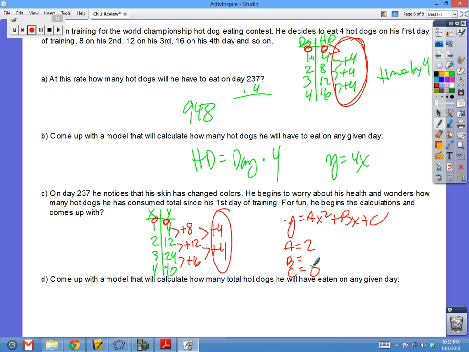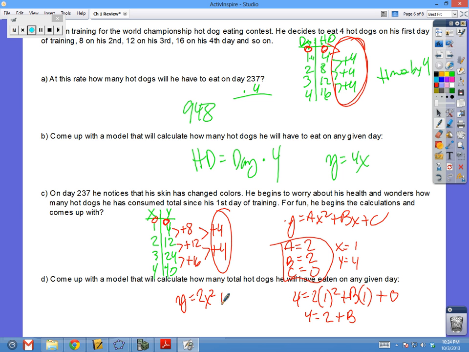Okay. Now I'm going to choose X and Y. I'm going to choose X is 1 and Y is 4. So now I'm going to go 4 equals 2 times 1 squared plus b times 1 plus 0. I guess I don't need that. So it's 4 equals 2 plus b. So what number must be b? B has got to be 2. So b is 2, a is 2. So my equation, my model for D is y equals 2x squared plus 2x plus 0.